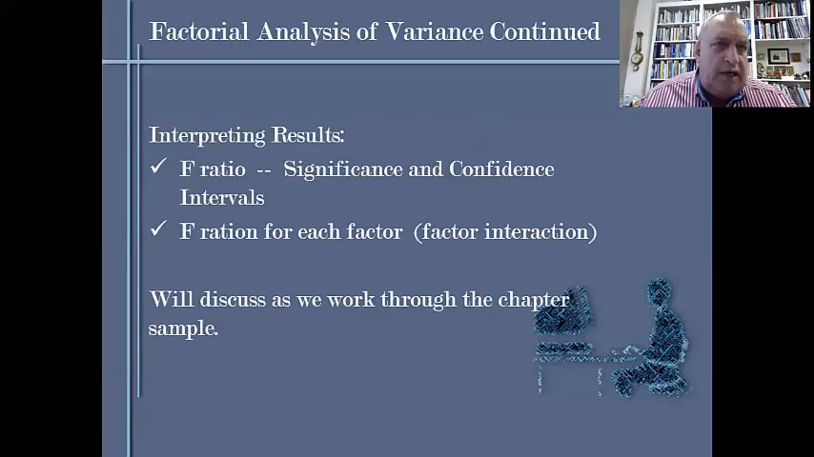Interpreting the results, we get an F ratio, and we're going to look at significance and confidence levels, and we're going to look at the F ratio for each factor. That would be the F ratio of the first independent variable, the F ratio of the second independent variable, and then the F ratio of the interaction between those variables. For the F ratio, there will be 2 degrees of freedom for each of those 3 areas that we look into. And we're going to discuss this further as we look at the chapter sample.